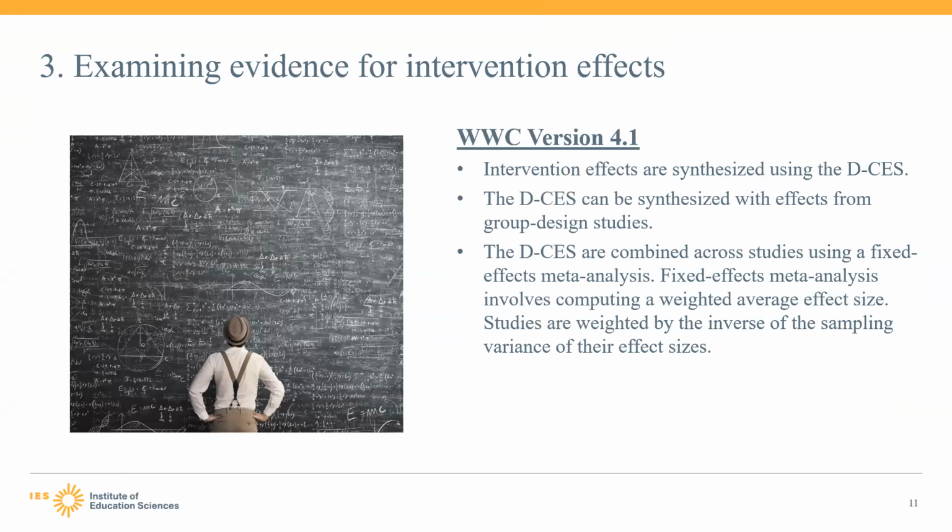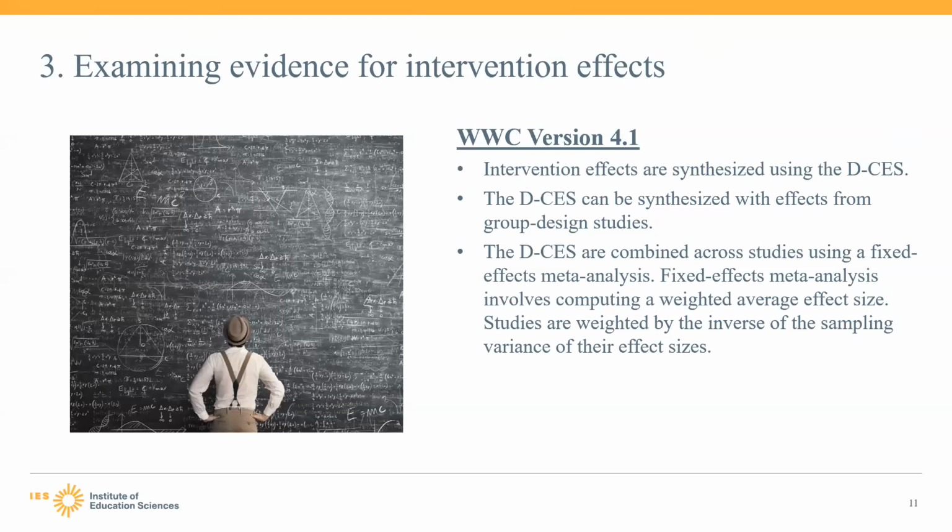So 3 major changes were made to the What Works Clearinghouse version 4.0 in terms of how to synthesize intervention effectiveness across studies. First, version 4.1 of the What Works Clearinghouse standards is now explicit about which effect size to use to quantify the intervention effect. The What Works Clearinghouse recommends using the design comparable effect size.